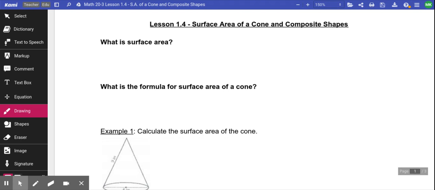But I like to start off every day with what the heck we're doing so that when you see a surface area question in the future, you understand and remember, oh yeah, surface area is the amount it takes to cover something.